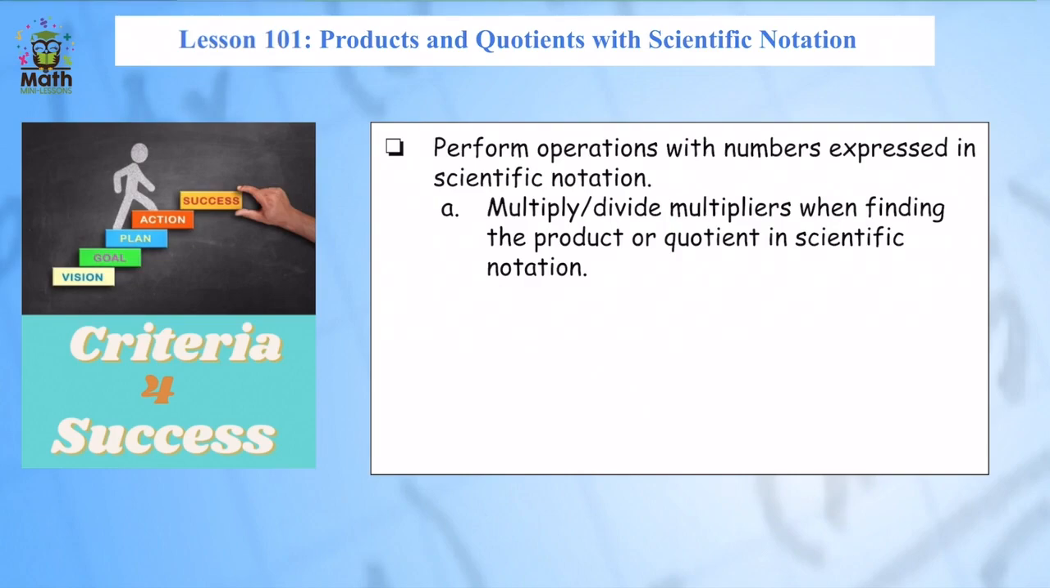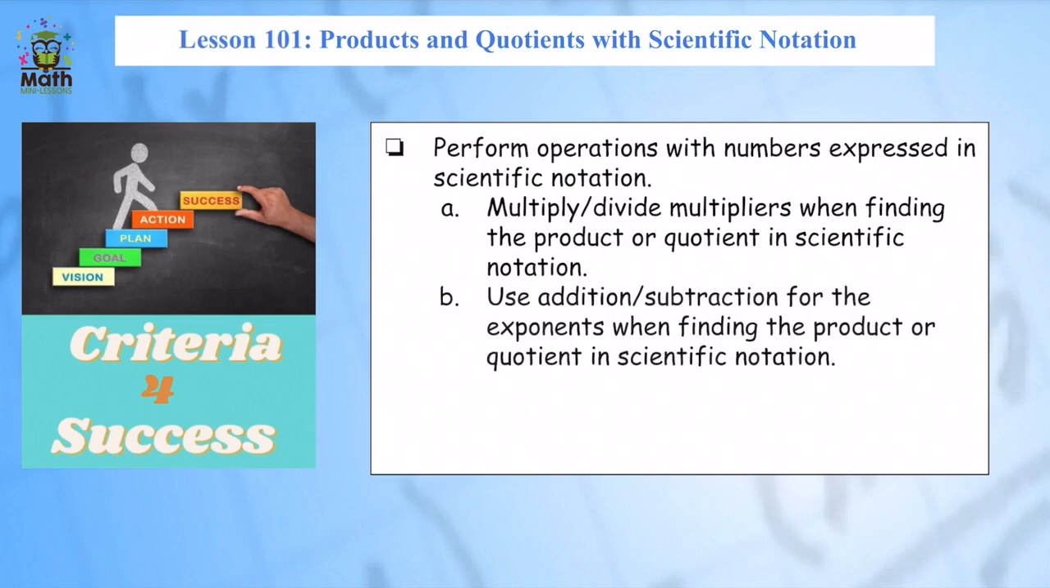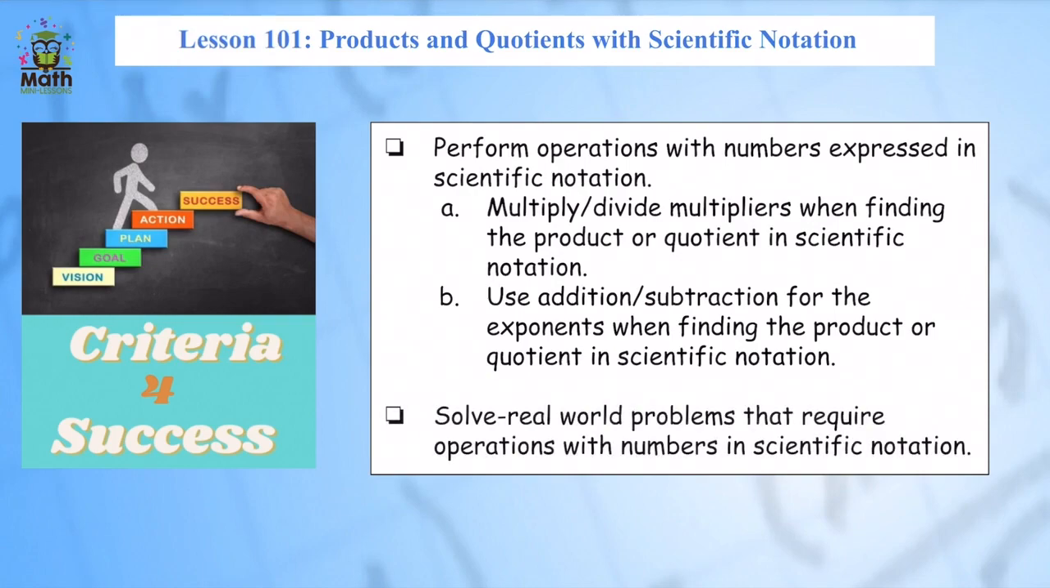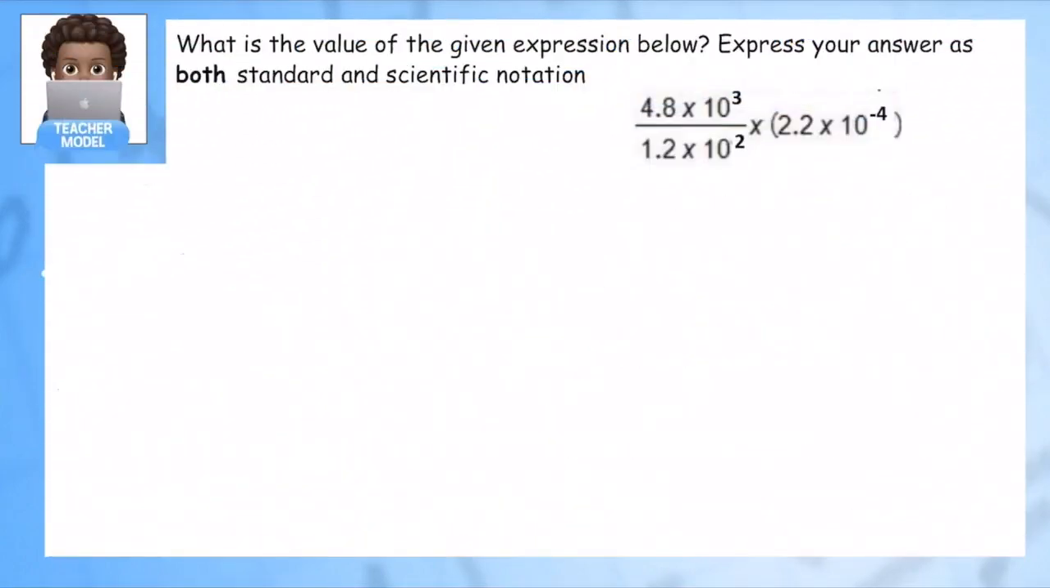In this situation, we're going to multiply and divide the multipliers when finding the product or quotient. So that first number, we're going to either multiply or divide them. And then we're going to use our product and quotient rules for exponents in order to multiply or divide our exponent numbers, our 10 to the nth power. And we'll use this information to solve real-world problems that require multiplying and dividing numbers in scientific notation. Let's look at our first problem.